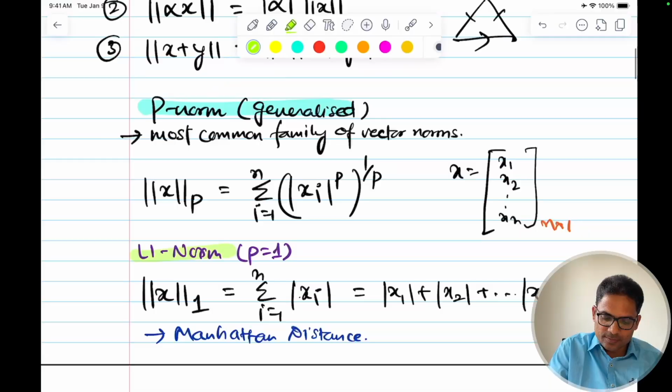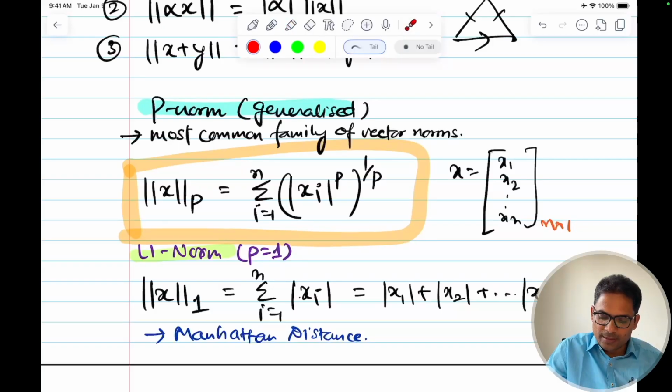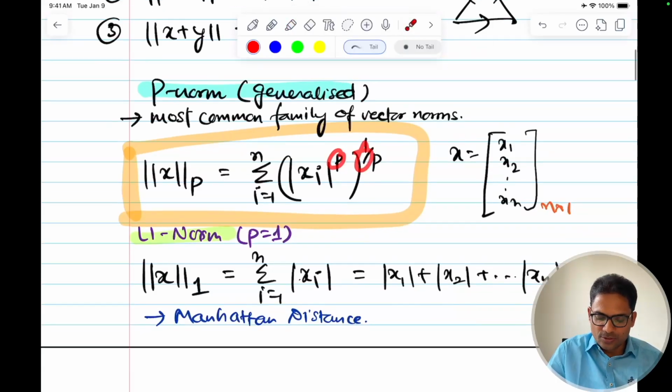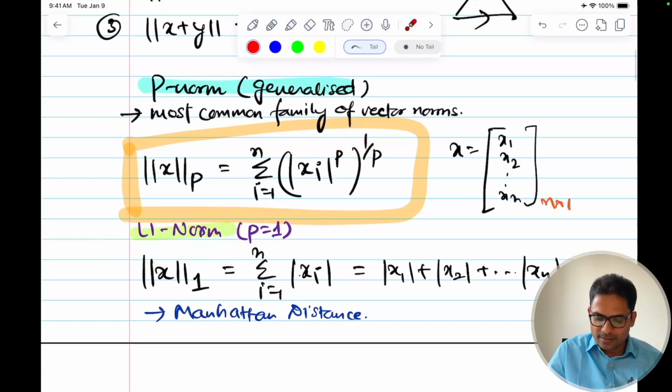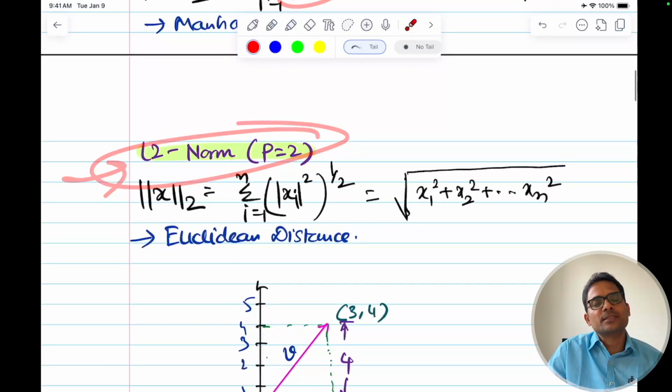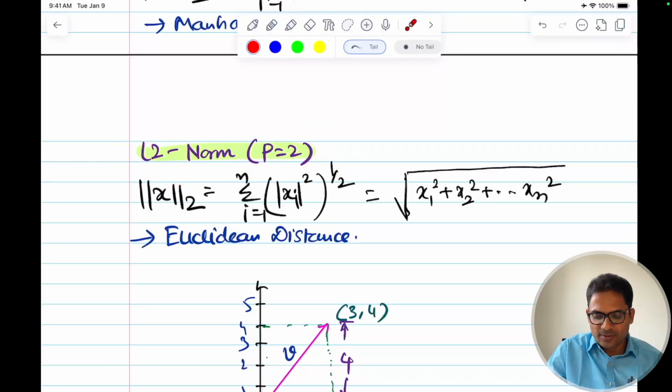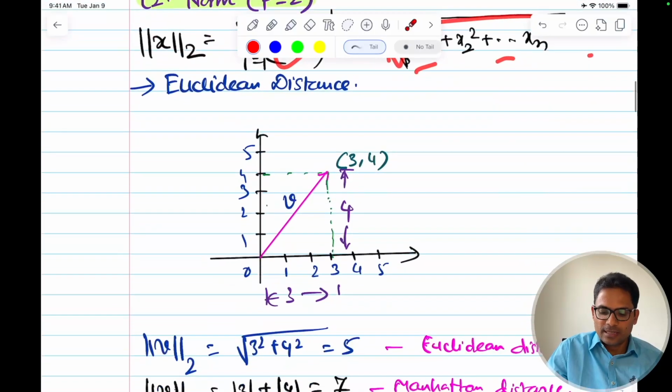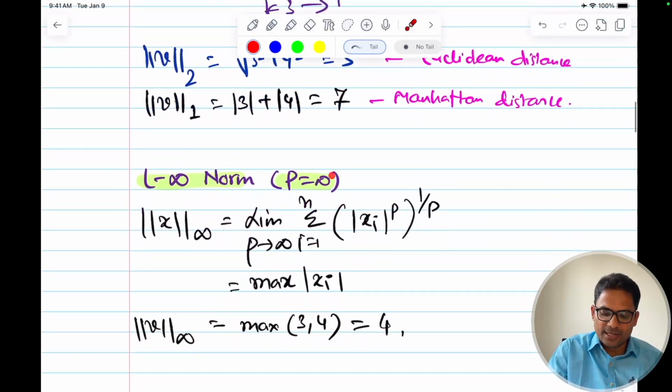Let me highlight this, and you can just change P to get other norms. The first norm, the L1 norm, is called the Manhattan distance, which is just the absolute values. And the L2 norm, the most common norm, is the Euclidean distance, where we square the absolute values and take the square root of that. Then we saw for a simple vector the L1 norm, L2 norm, and the L infinity norm, which is the max value.